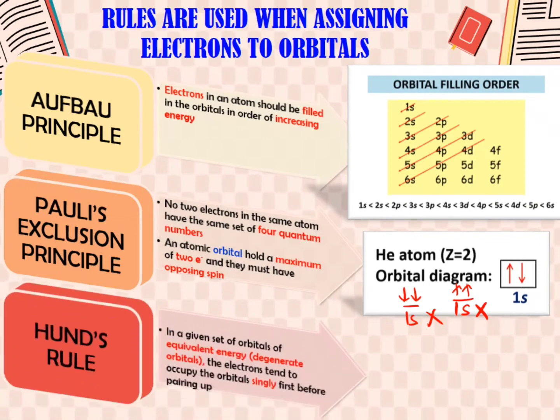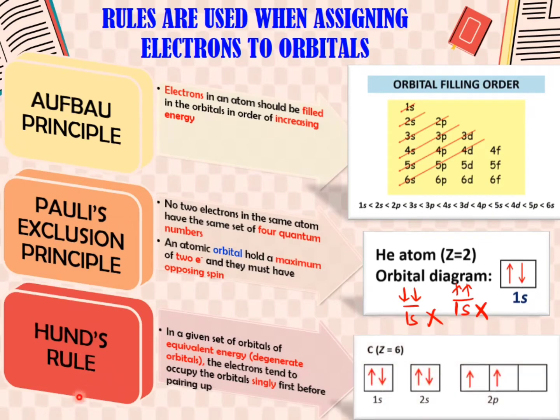Okay, the third rule is Hund's rule. Hund's rule says that in a given set of orbitals of equivalent energy. Equivalent energy maksudnya macam mana? Okay, later I'll show you. The electrons tend to occupy the orbitals singly first before pairing up. So for example like this, if you have carbon atom, so this is the orbital diagram.